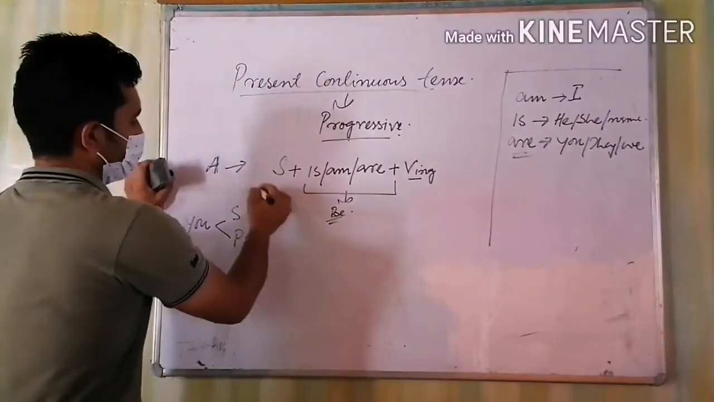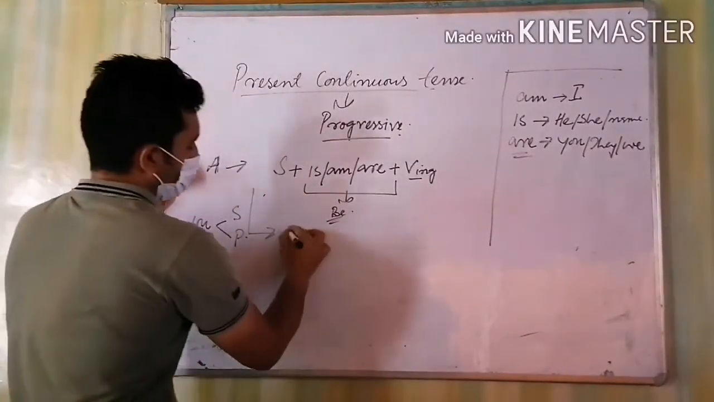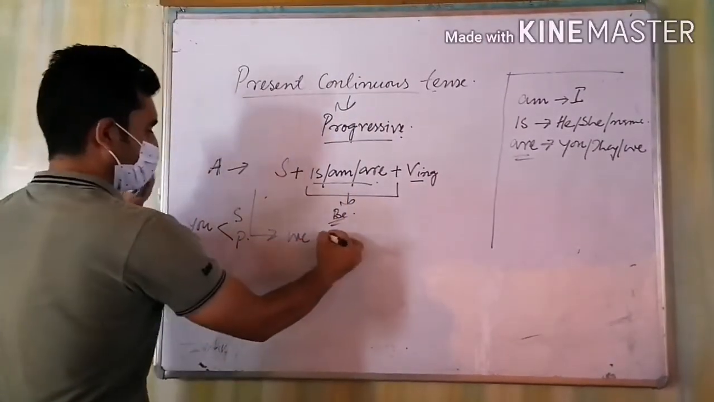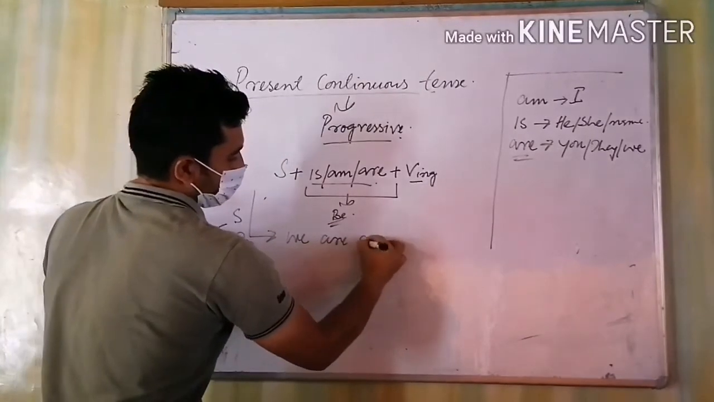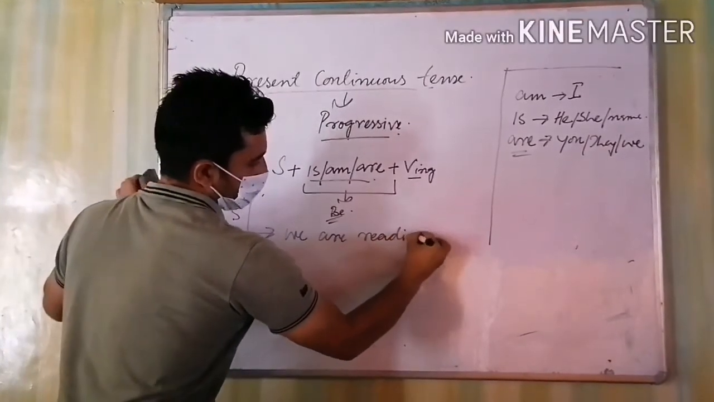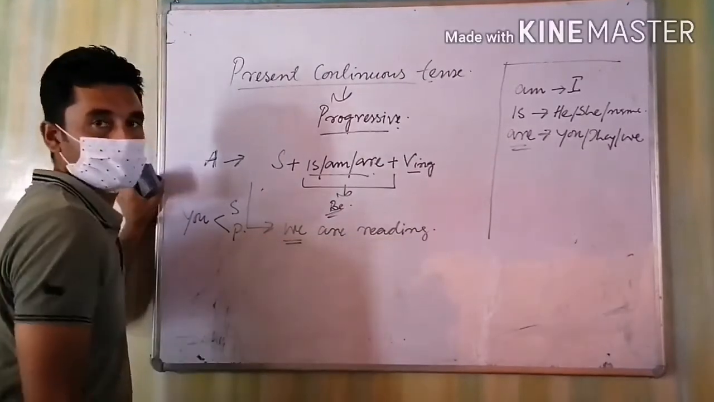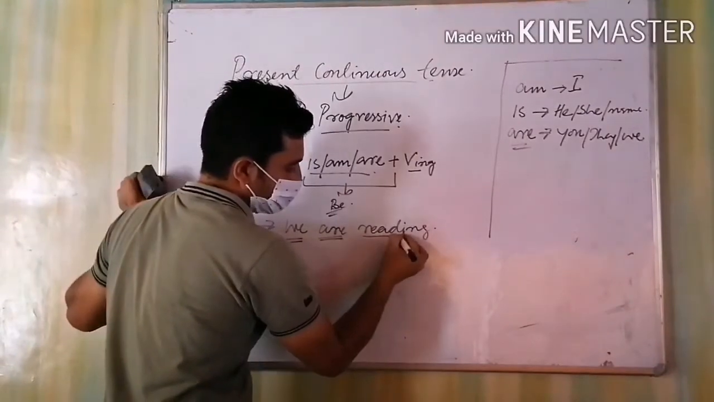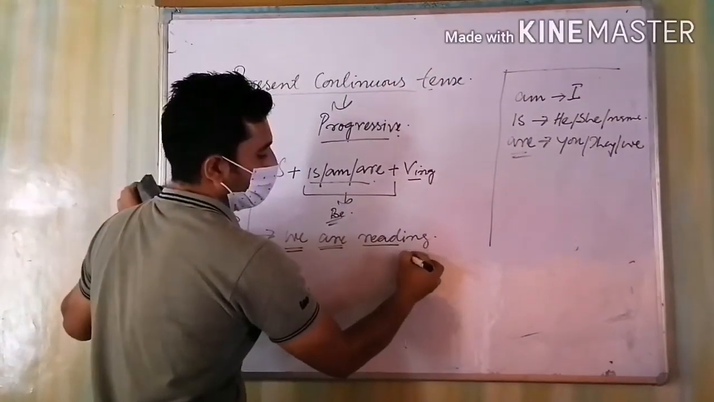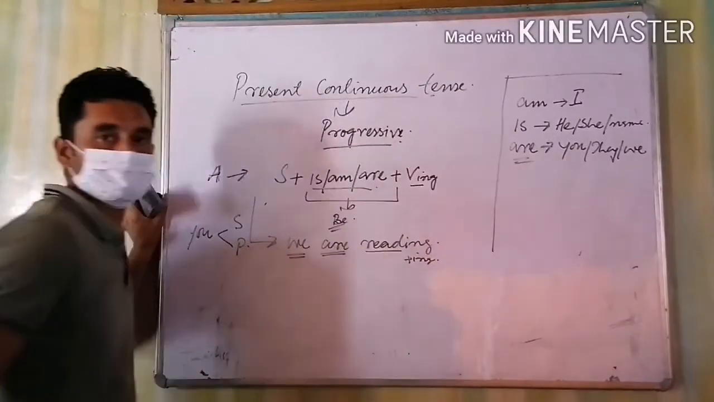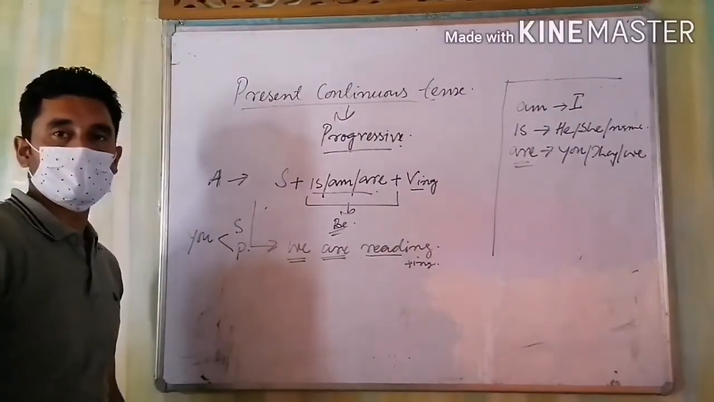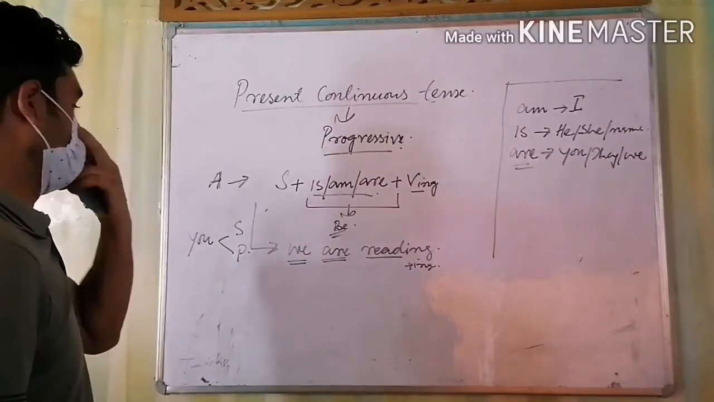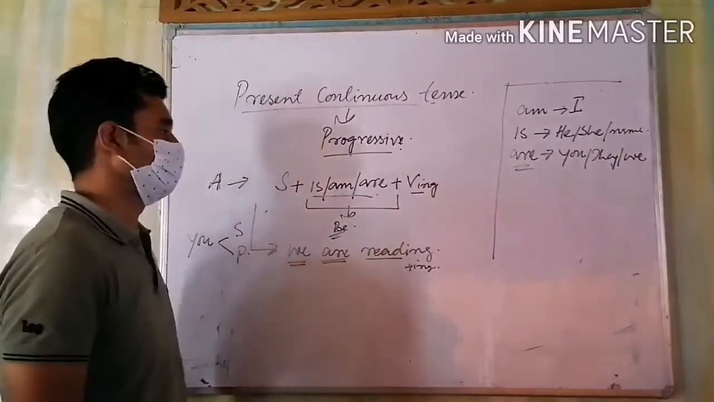So let's take an example. We, from these three, you have to opt are. We are reading. Here we is the subject. Here are is the primary auxiliary. And read is the root verb. You have added ing to it. All right. So this is how we write affirmative sentences in progressive form.